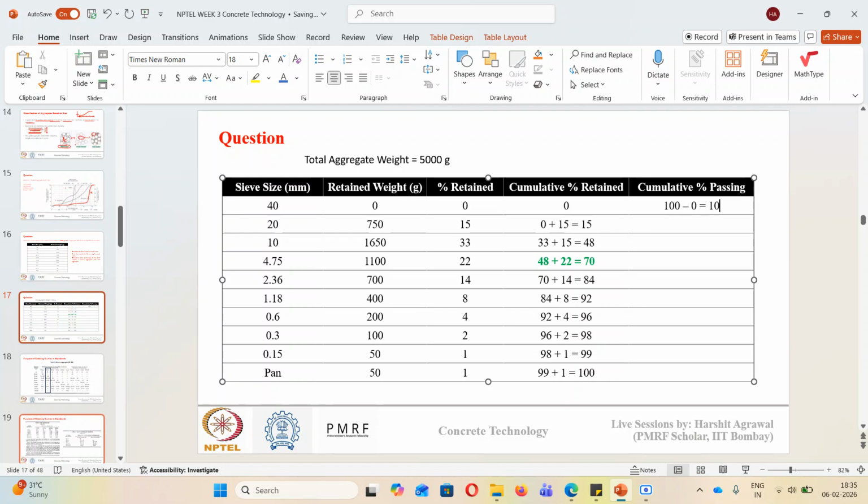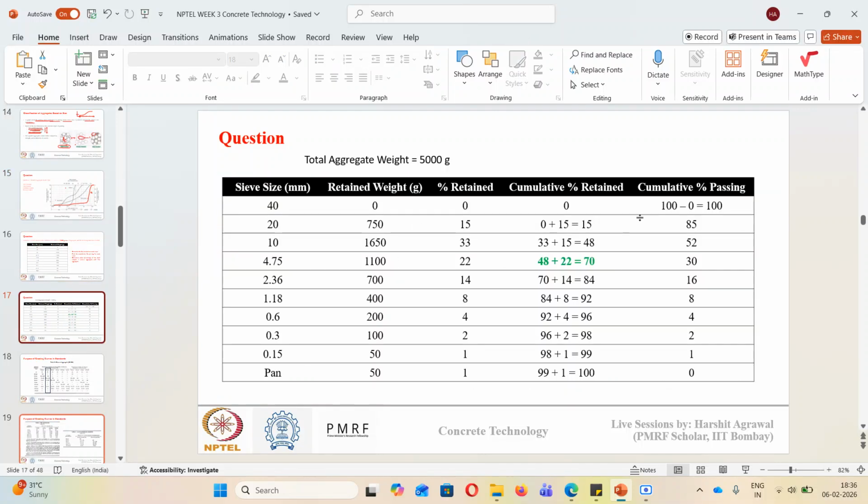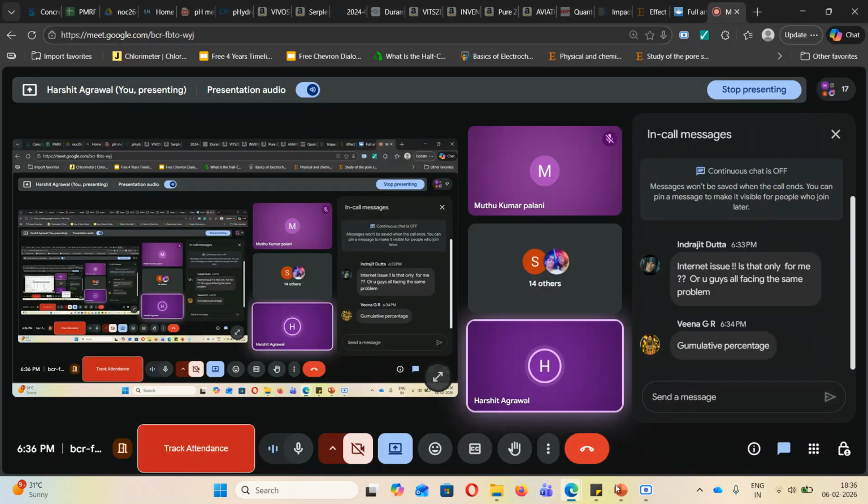So 100 minus 0 is 100. 100 minus 15 is 85. Then we have 52, 30, 16, 8, 4, 2, 1, 0. When we plot this cumulative percentage passing versus sieve size, we'll get the gradation curve like this. And from cumulative percentage retained, we learn how much aggregate is coarse aggregate and how much is fine aggregate. I hope this question is clear to everyone.